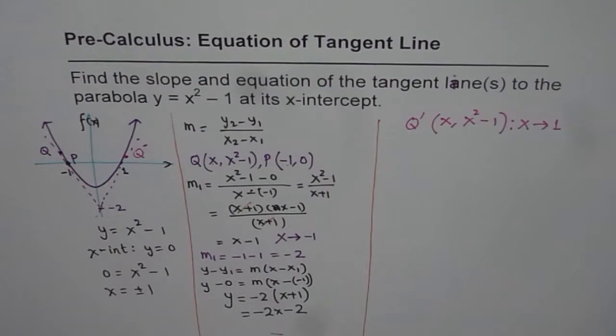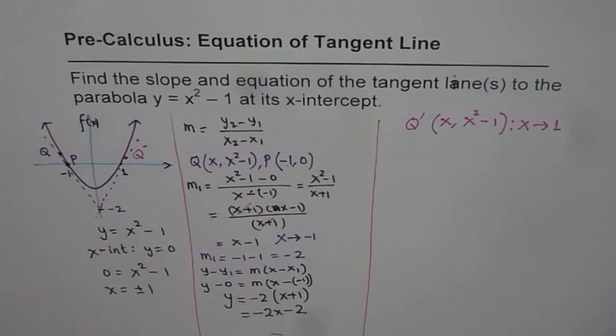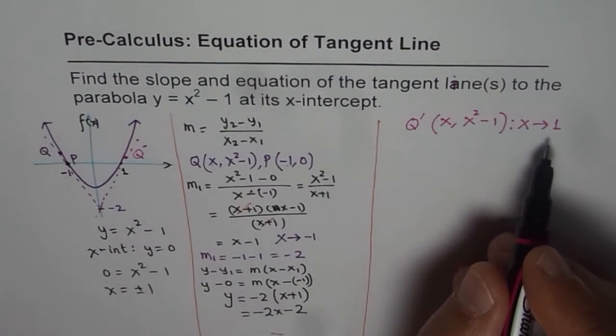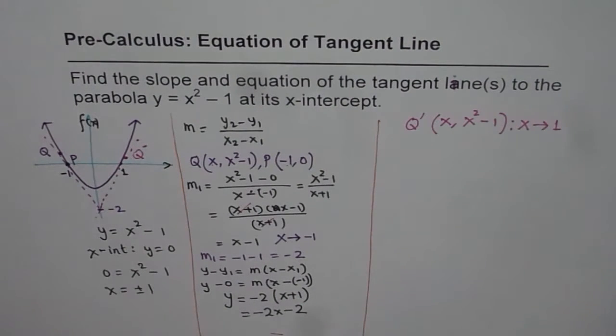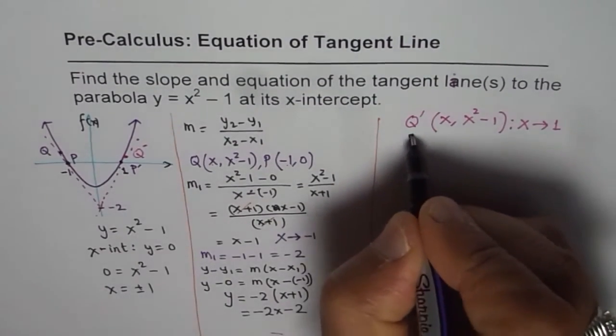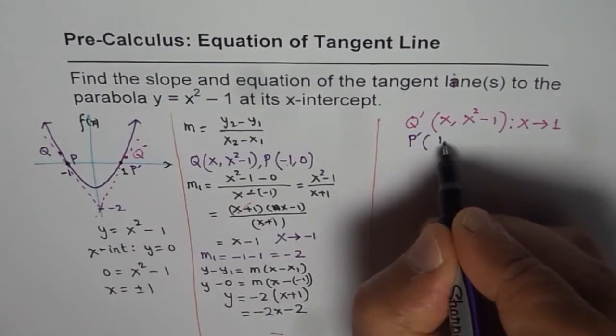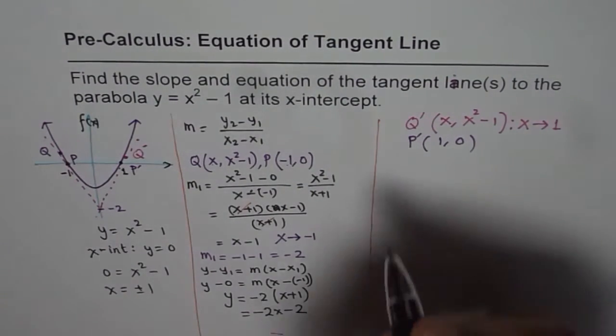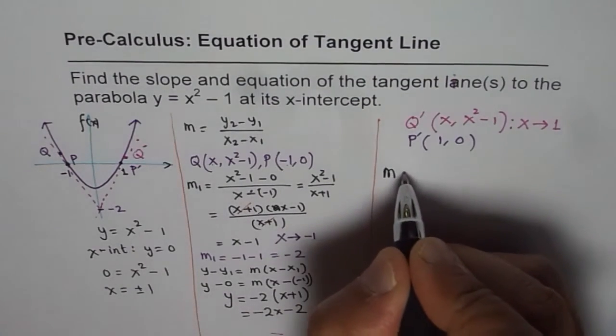So it could be like 1.001. Okay, for practical reasons, 1.001 could be a good value to take. Now, the point given to us, which is, let's say, this point P dash, is what? P dash is 1 and 0. So we know these 2 points, so we can find the slope. So now again we'll go through the same calculations.